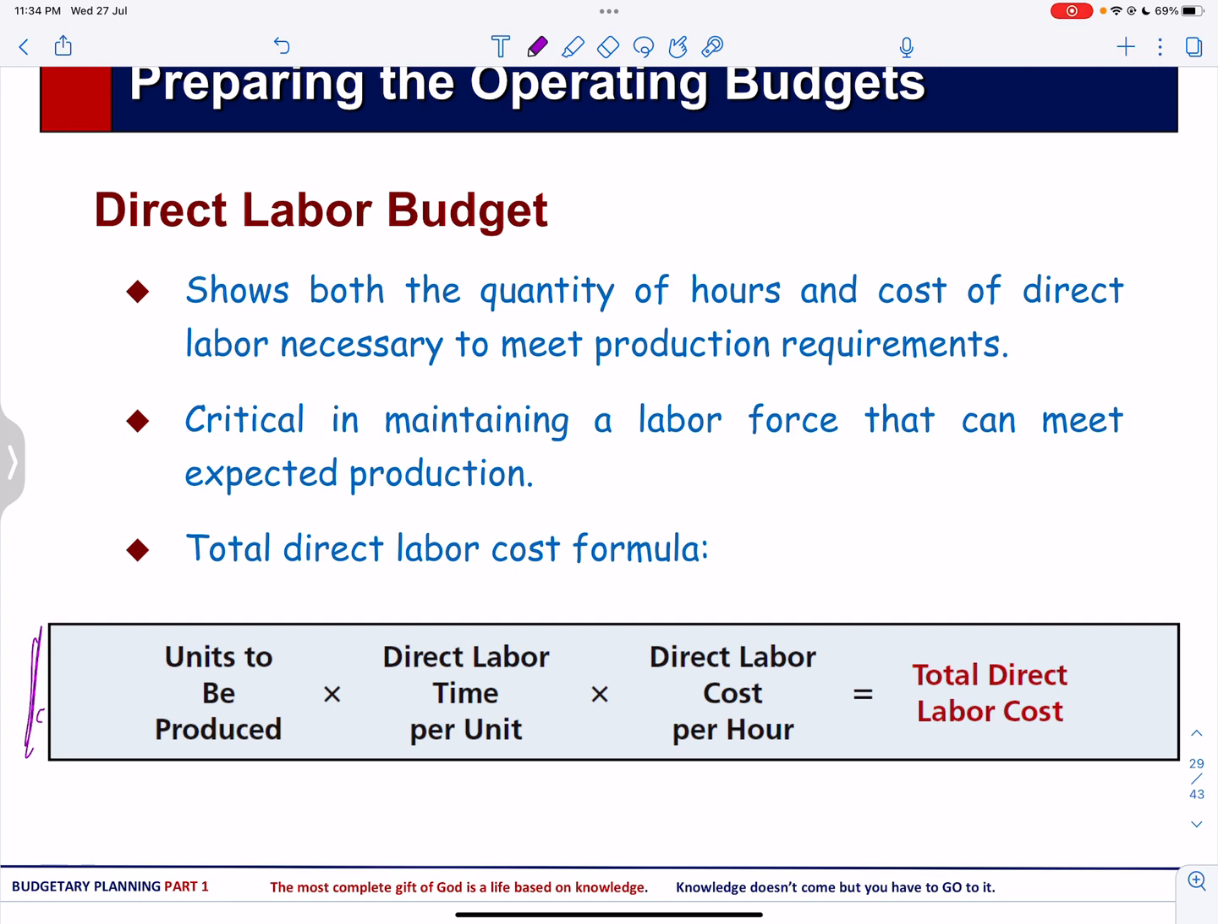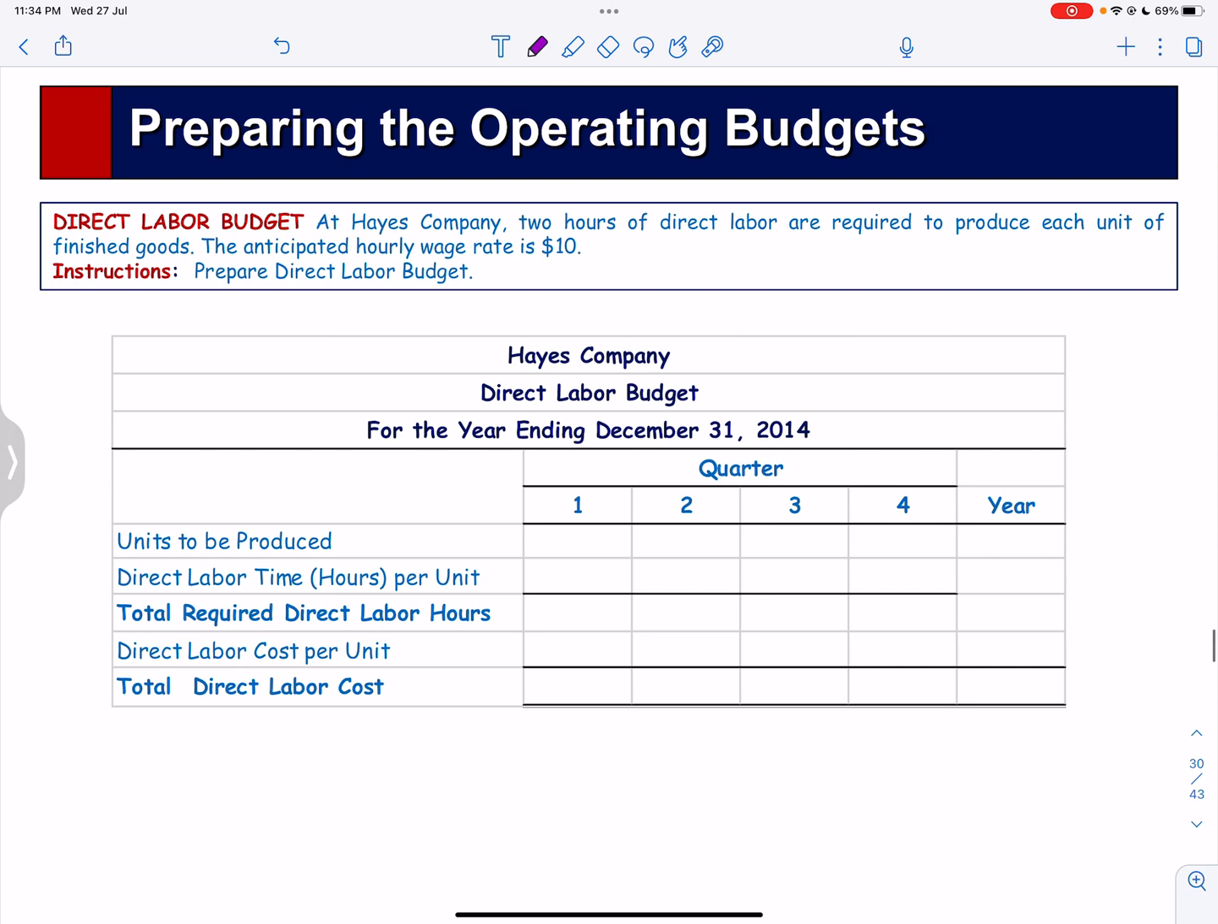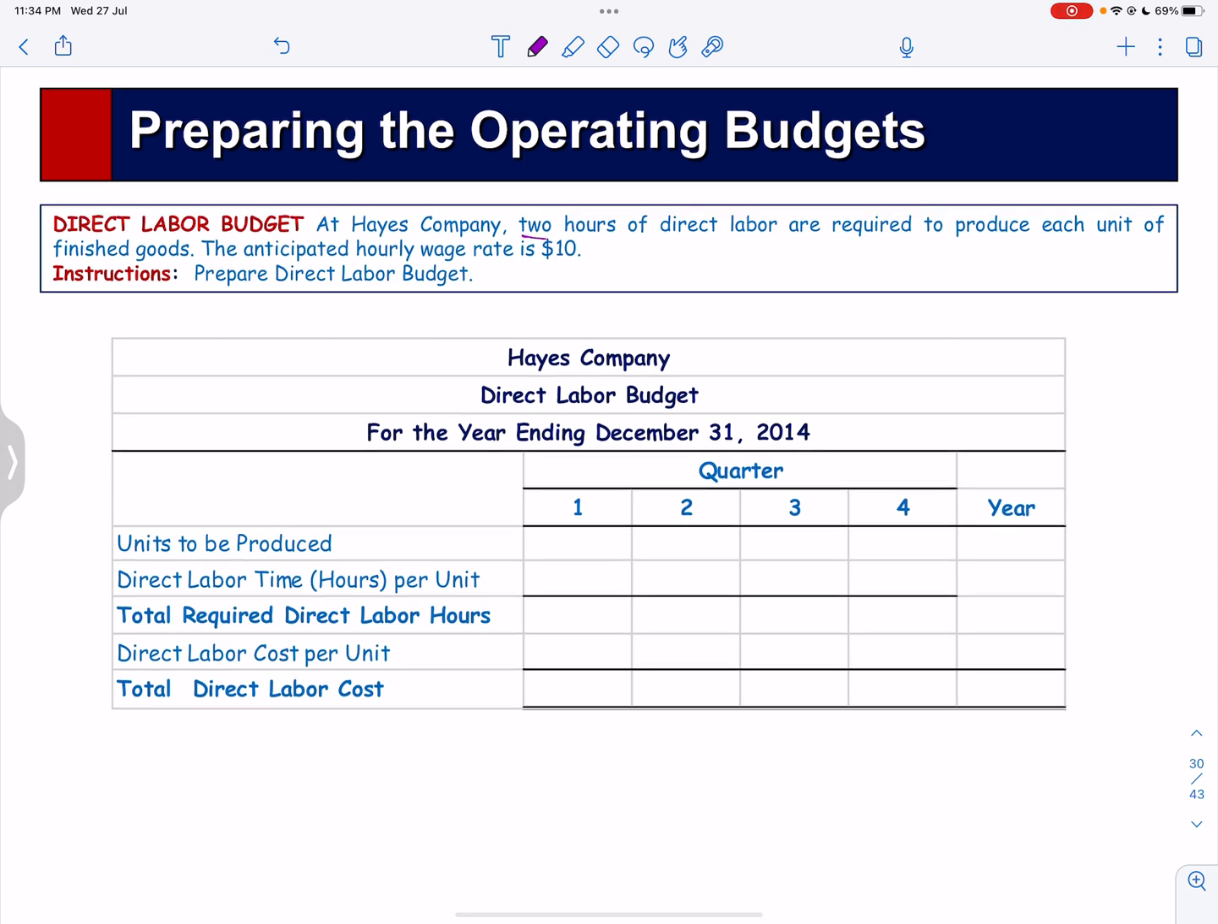And once again we are going to solve an illustration on direct labor budget. At Hayes Company, 2 hours of direct labor are required to produce each unit of finished goods. The anticipated hourly wages are 10. So once again we are going to take the units to be produced from the production budget, that is 3,100, 3,600, 4,100, and 4,600. The direct labor is 2 hours, so we will multiply by 2 in each case. So that gives us 6,200, 7,200, 8,200, and 9,200. The direct labor cost per hour is given to us as 10.